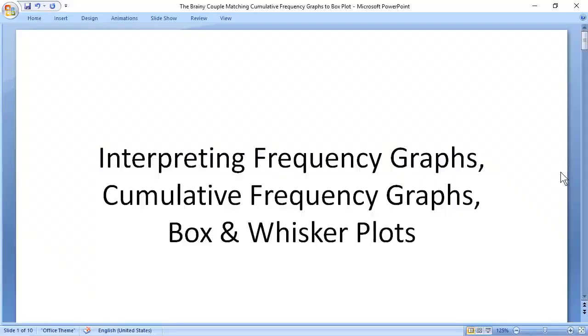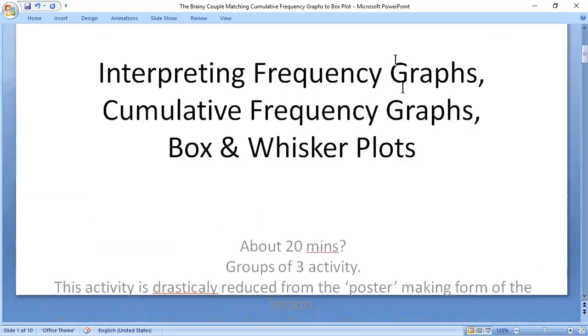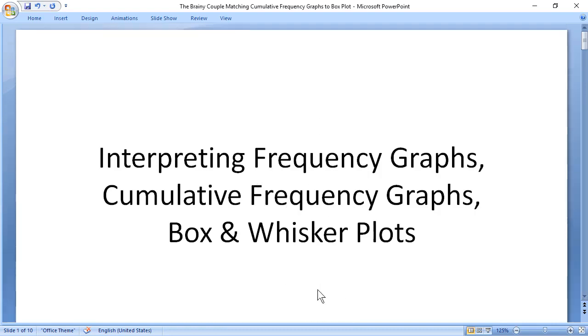Hello everyone, so today our lesson will be on interpreting frequency graphs, cumulative frequency graphs, and box and whiskers plots. I'm sure that after previous lessons you have come to understand what a cumulative frequency graph is. So we'll go straight to our lesson. The main thing is, why is there such a need to know all this? Because sometimes the question may give you, let's say I have a question.